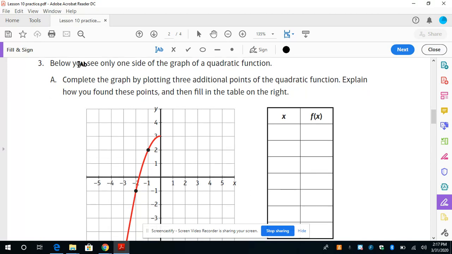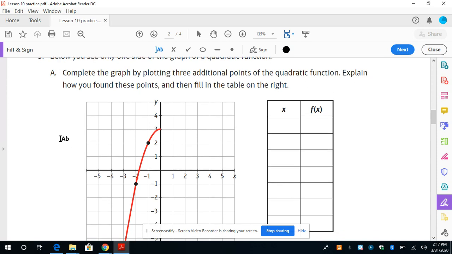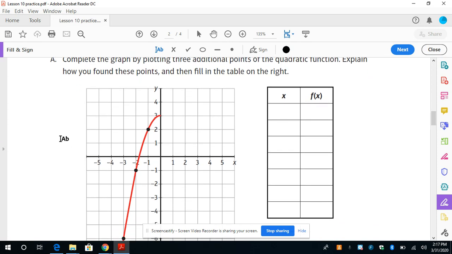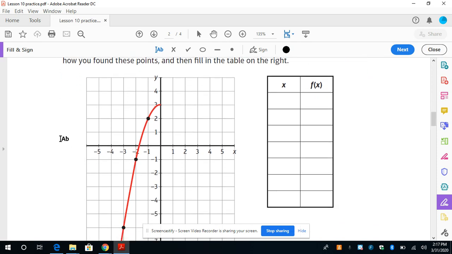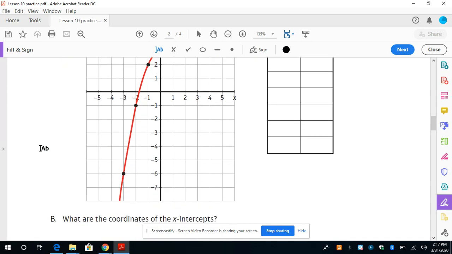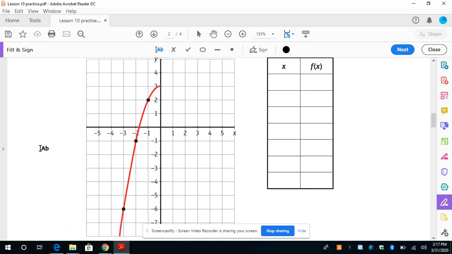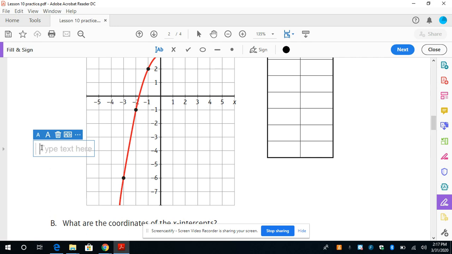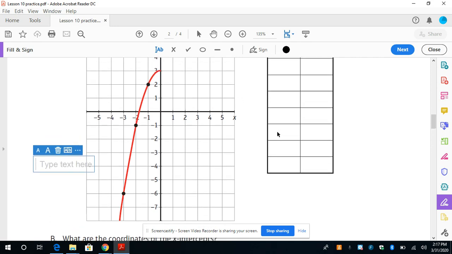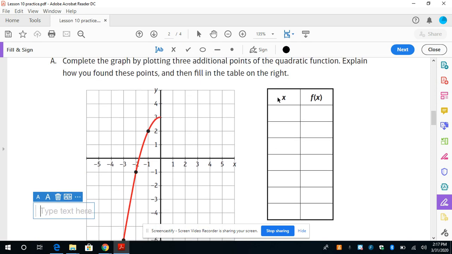Okay. All right, so below you see only one side of the graph of a quadratic function. Complete the graph by plotting 3 additional points of the quadratic function. Explain how you found these points, and then fill in the table to the right. So I'll help you with this. And again, you don't have to graph. I'm not asking you to get out graph paper because I don't know if you have graph paper at home. I'm not asking you to print this either. But we'll do some of this together.